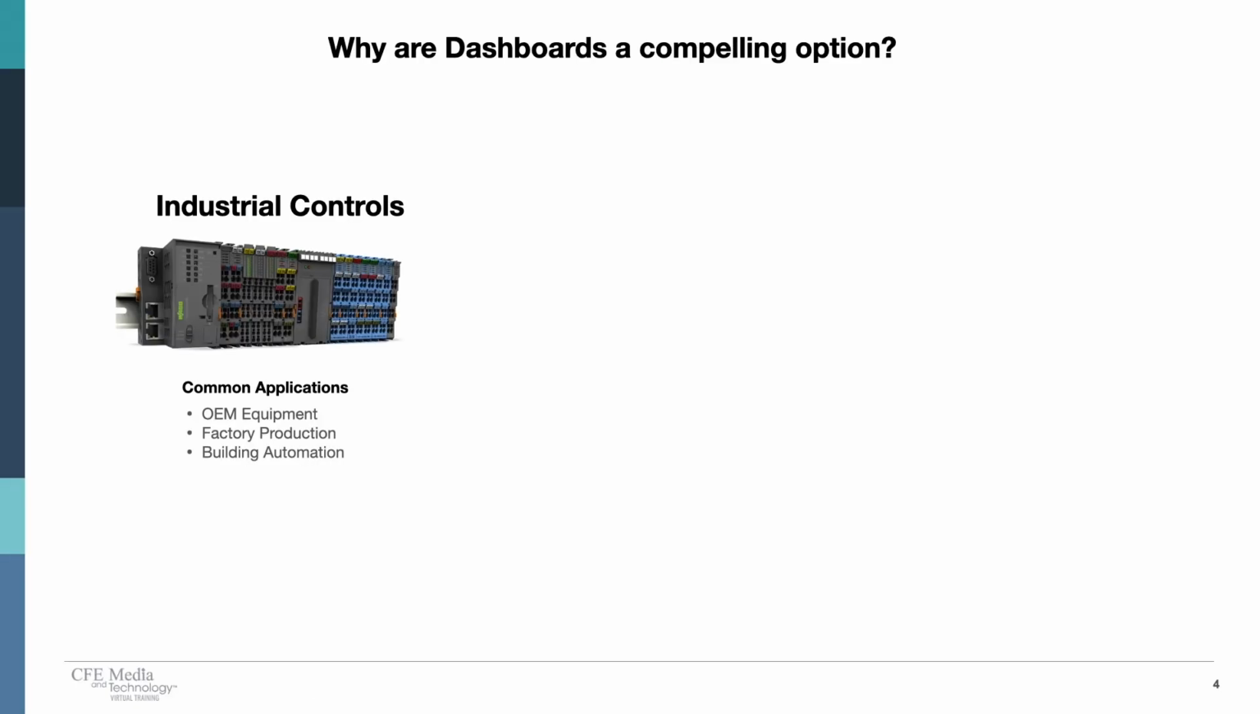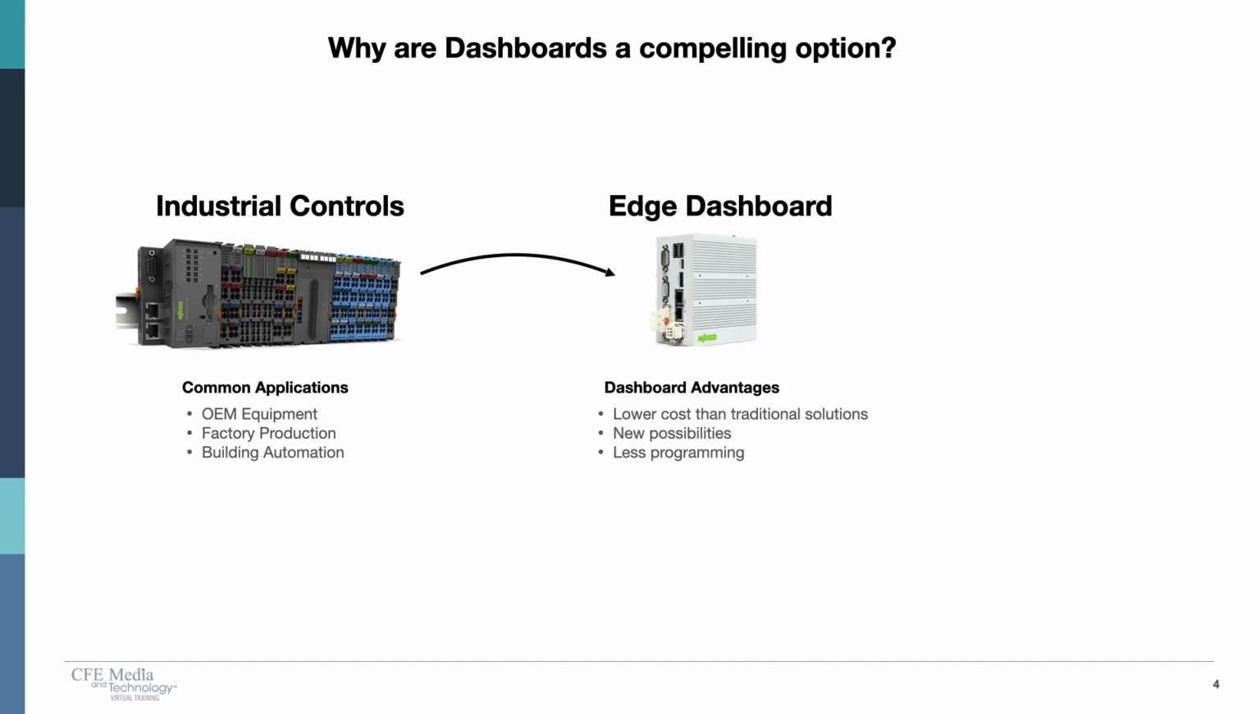Let's look at why dashboards are a compelling option before we get into too much detail. In a typical industrial controls application, you might have OEM equipment, you might be in charge of running a factory and the production associated with that, or you might be managing a building. And all these have a lot of commonalities in that they have variables and I/O points that you would want to track if you're wanting to manage the system. And so that's where a dashboard can be really useful. It gives you a really easy way to monitor different data points and visualize them, create alarms, things like that.